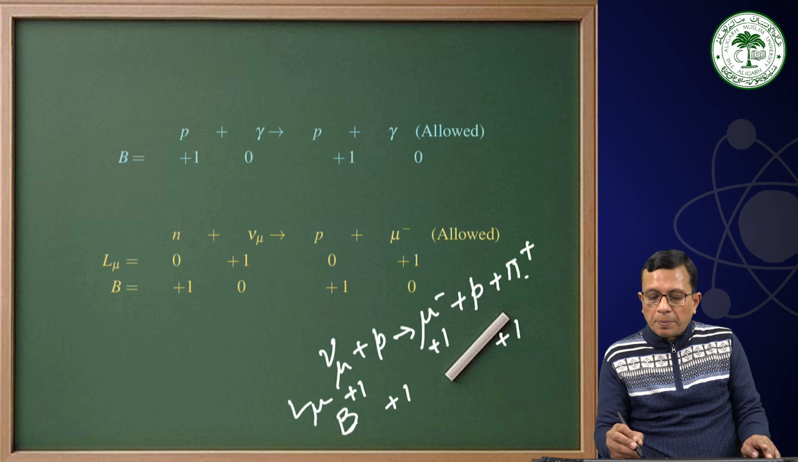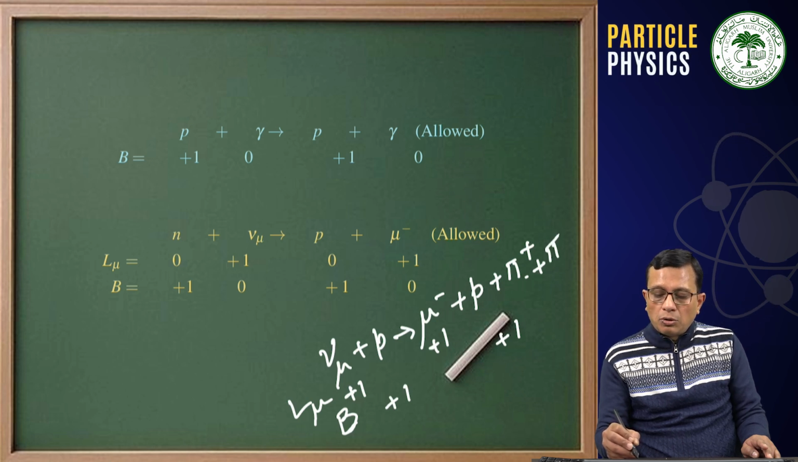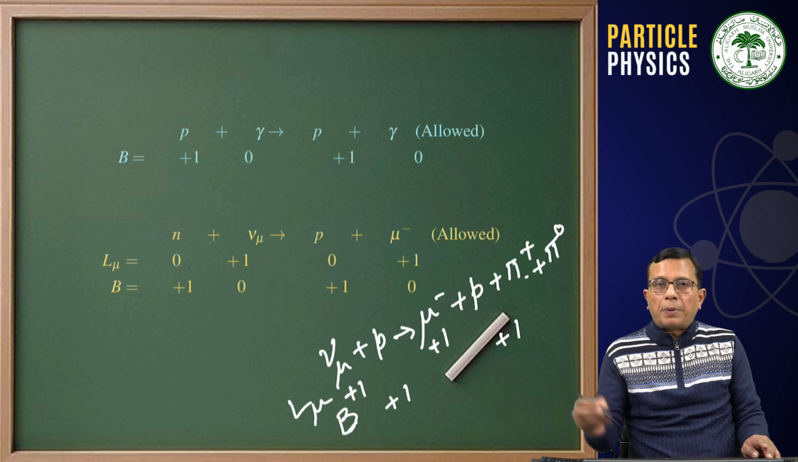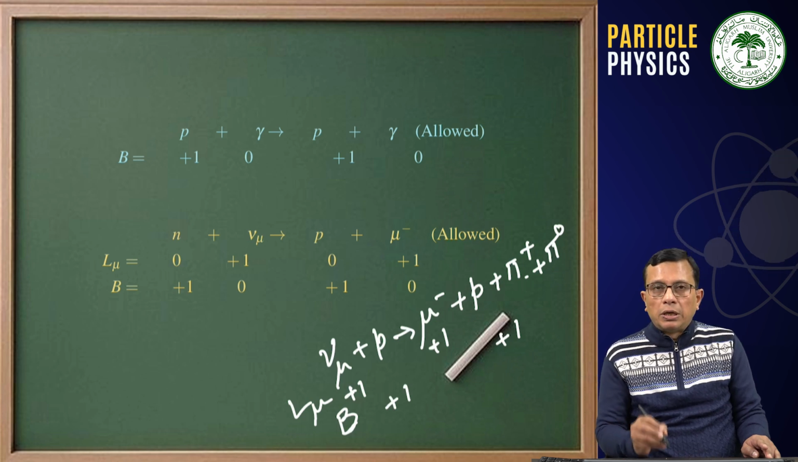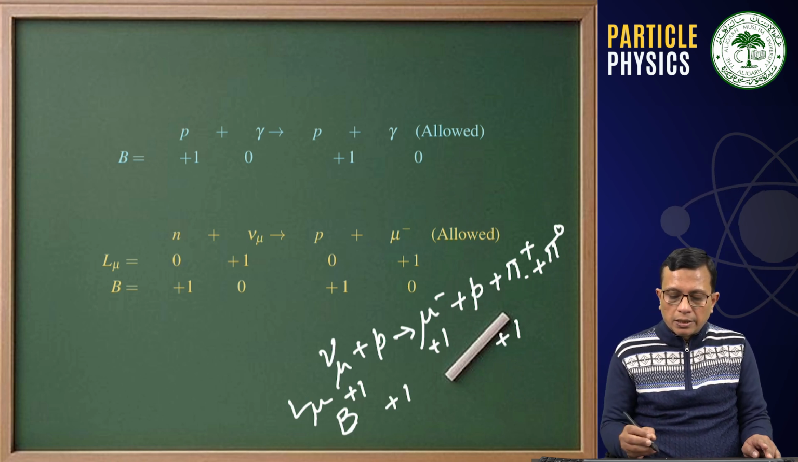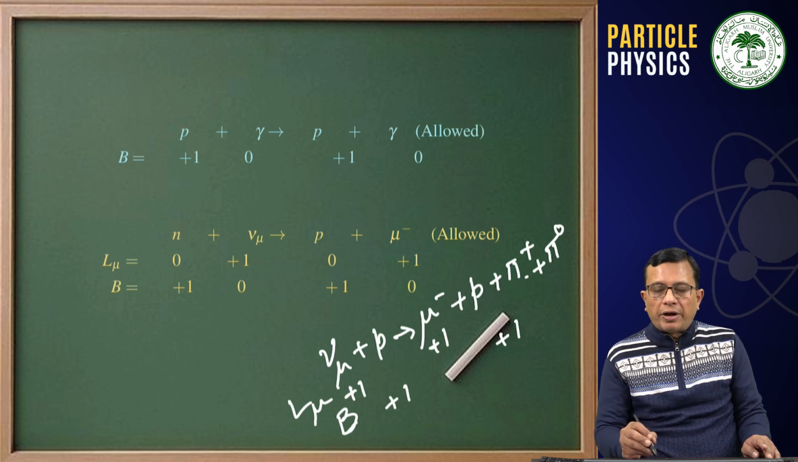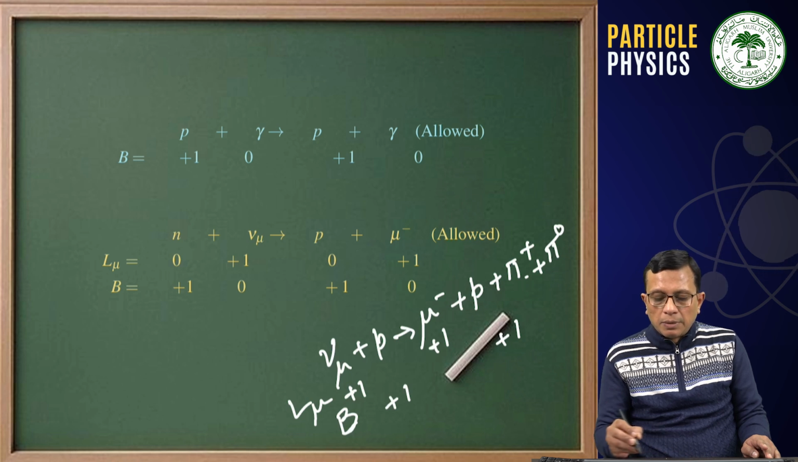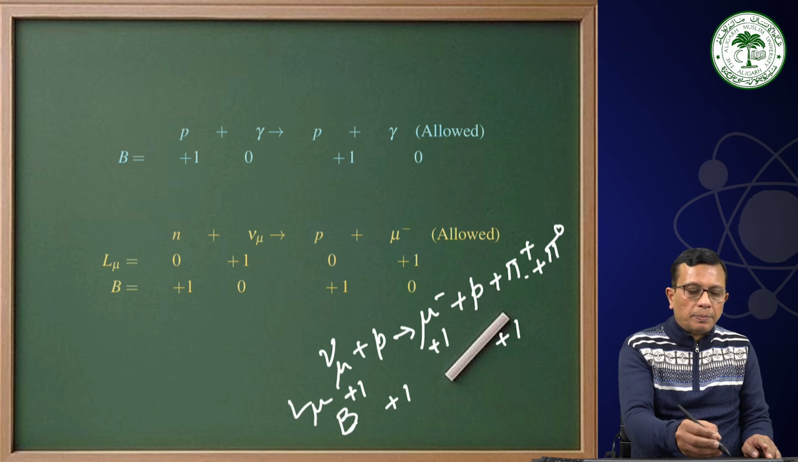You can have pi plus, you can have a pi 0 also besides a pi plus. Again, there is no restriction on how many pions you can have. That will only depend upon how much energy is available in the initial state. Similarly, you can think of other particles in the final state.